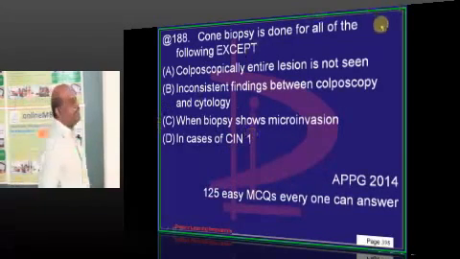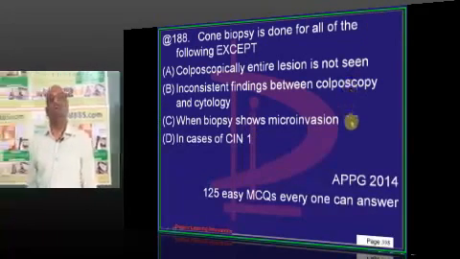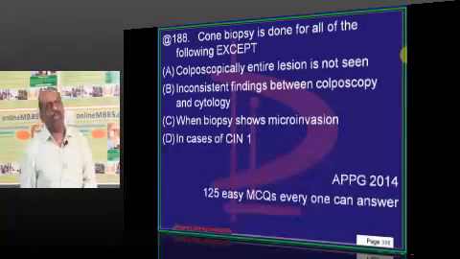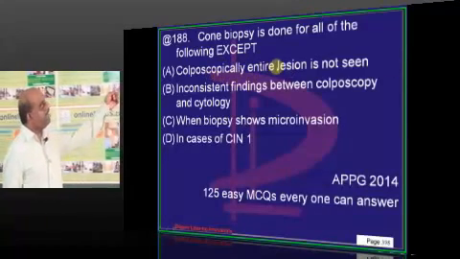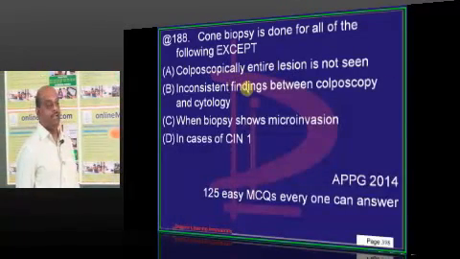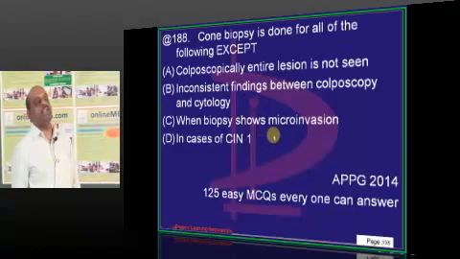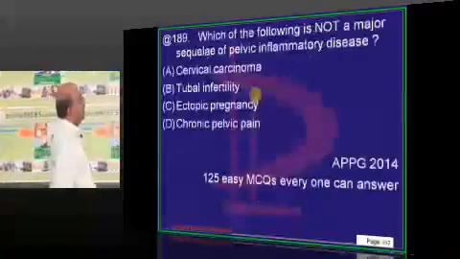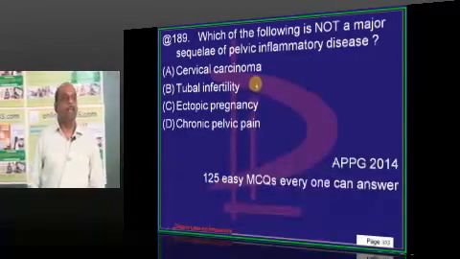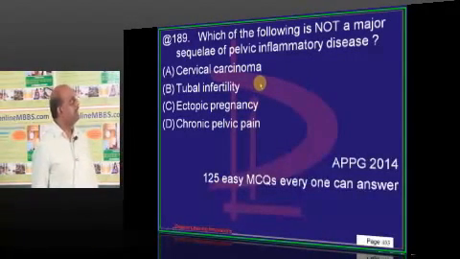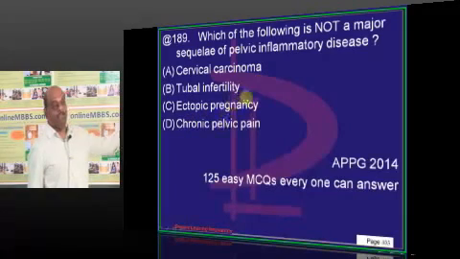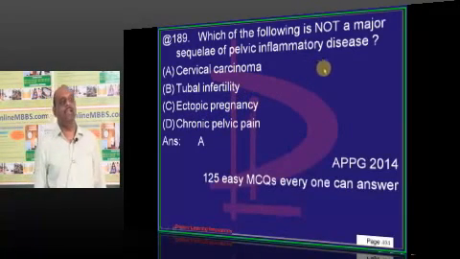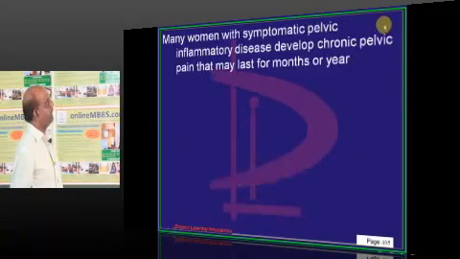Then cone biopsy. So if it is CIN 2 and 3, or if there is an unsatisfactory colposcopy, if there is a micro invasion, they are all the important indications. Pelvic inflammatory disease can lead to chronic pelvic pain, ectopic pregnancy, tubal infertility, etc.